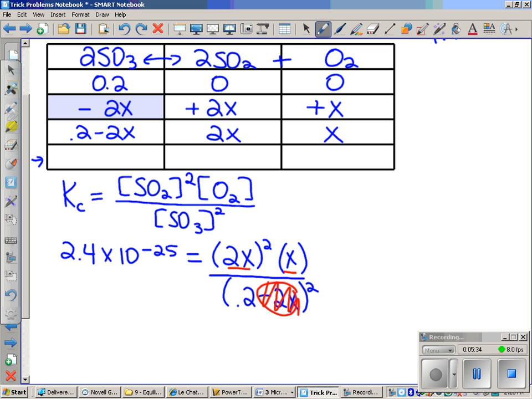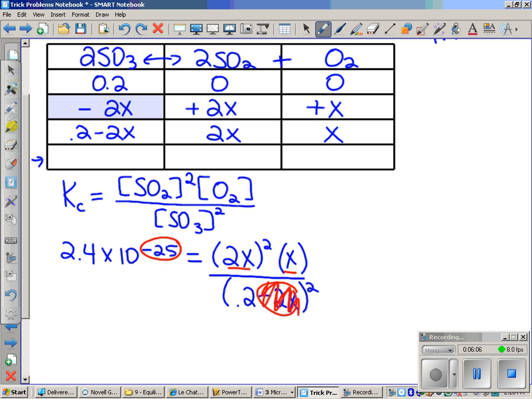Because you can't go crazy and just always take away anytime you are adding or subtracting x. Remember, we said we're doing this on really, really small K values. Really small K values are telling you that very little product will form. So x is going to end up being a teeny, tiny number. And when you do sig figs and you do 0.2 minus a teeny, tiny number, it will still end up rounding back to 0.2. And I'll prove that to you at the end of the problem.